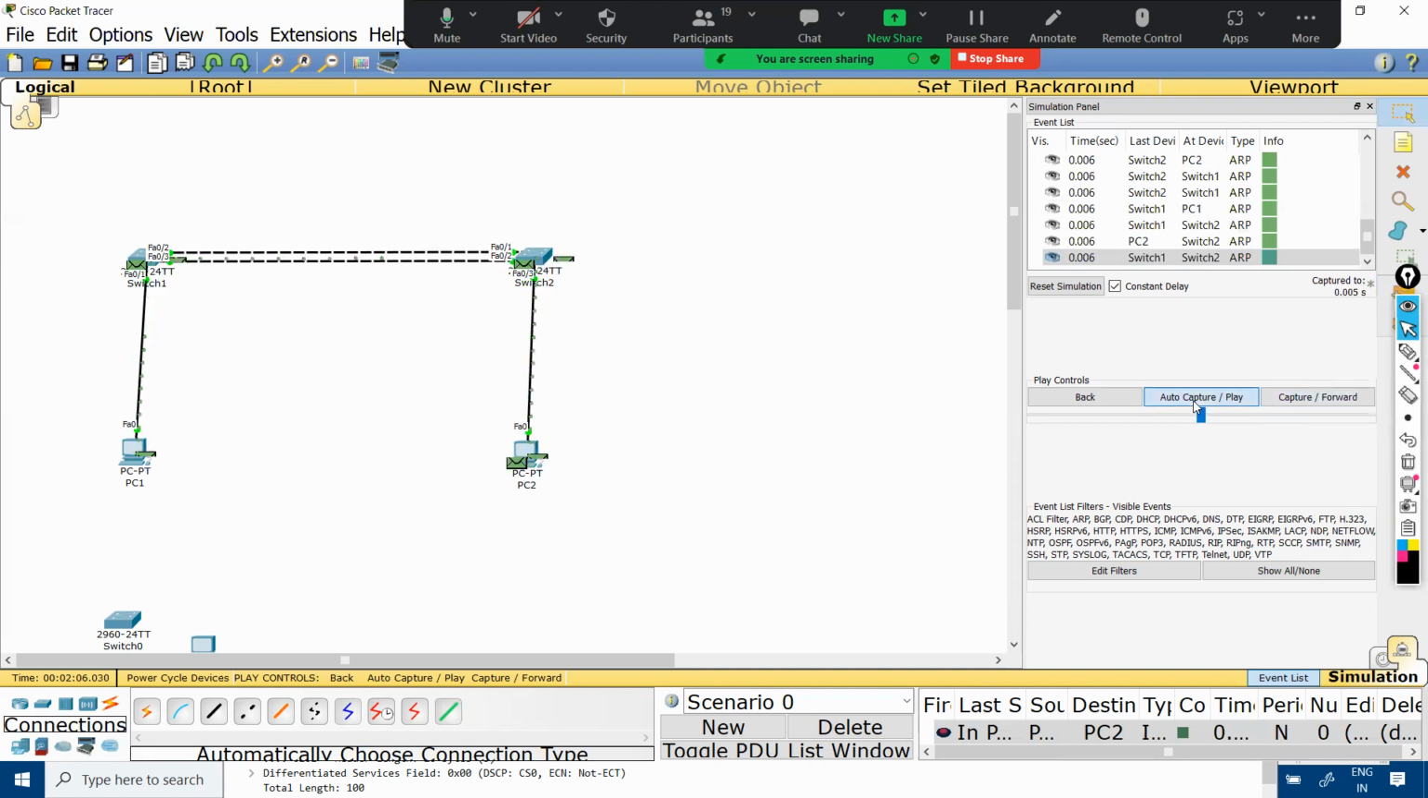And now let's put the auto capture play, and let's see the magic of the layer 2. Let's keep loading. There's no mechanism. I'm not doing anything. It's auto capture play. And you can see that. That's why I call the layer 2 loop the infinity loop. There's no mechanism. Only one mechanism you have: you need to shut down this interface manually.